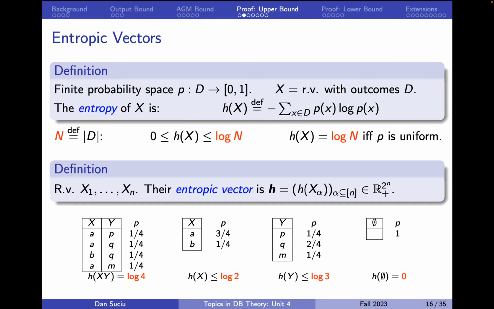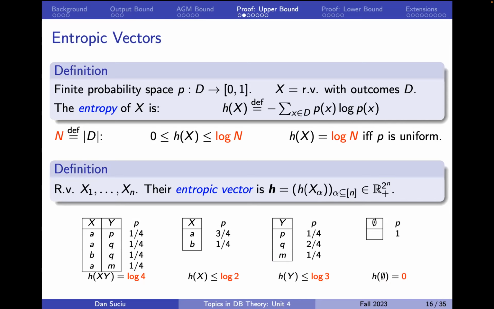But this is just one entropy. We will always consider the entropies of all the subsets of variables: of just x, just y, and the empty set as well. Why not? It's just a subset. The entropy of x is the entropy of the marginal. The marginal is no longer uniform. So we cannot say that h of x is equal to log 2 because there are 2 values in x, but it is less than or equal to log 2. It can never exceed log of the number of distinct values in x. And similarly for y, and for the empty set, the entropy is always 0.